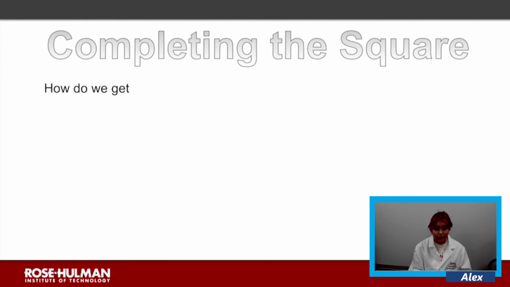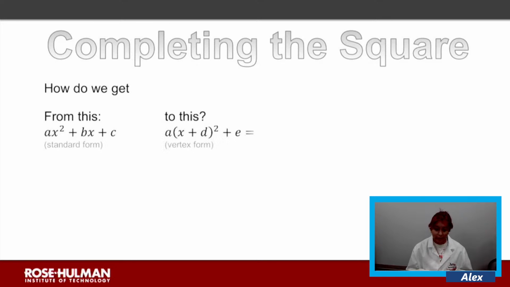For completing the square, the goal is to get an equation in standard form into an equation in vertex form, where in standard form you have an equation that's usually some coefficient, it could be no coefficient, x squared plus x with another coefficient, and then a constant. You can convert that into vertex form by completing the square, and we'll show you how to do that here in a moment.